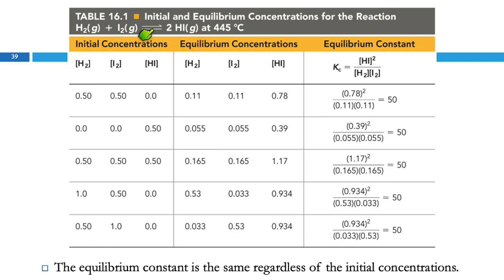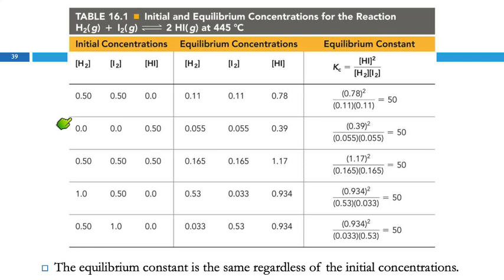Here's this equilibrium that we were looking at before, making HI. So here we have the initial concentrations for all three of the species and the equilibrium concentrations. And here we have the equilibrium constant. There's the expression, and here they've plugged all the numbers in and calculated it for us. First row, we're starting with only reactants. We end up with an equilibrium constant of 50.